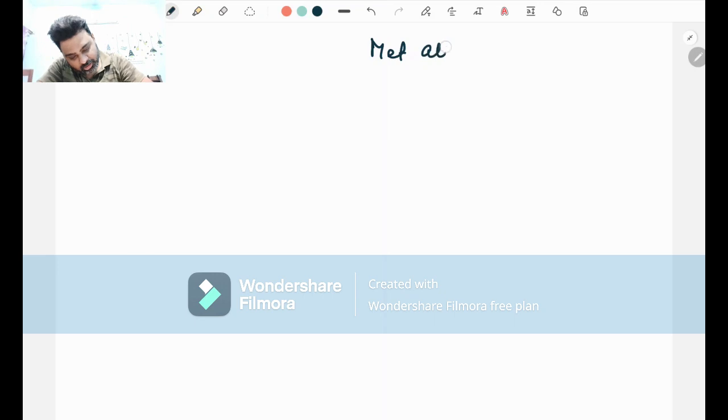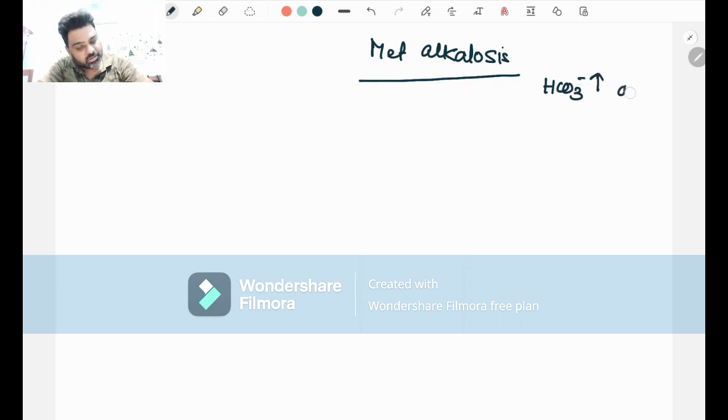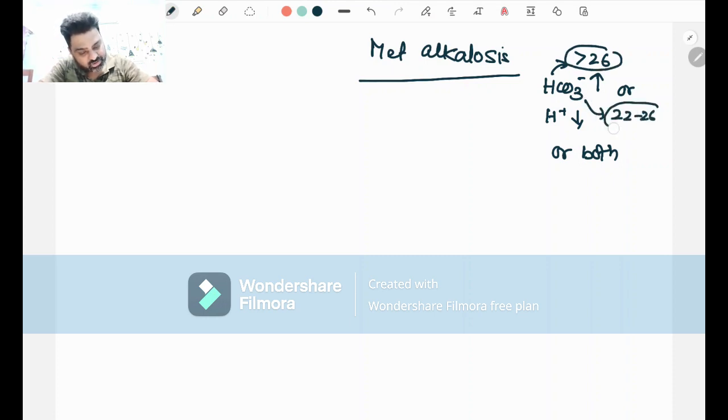When we say that a patient has a metabolic alkalosis, there is an increase in the bicarbonate or a decrease in H plus, or both. Increase in bicarbonate means more than 26, because the normal value of bicarbonate we take as 22 to 26 millimoles per liter. We have already explained the compensation in metabolic alkalosis, but I'll tell you something about the compensation.